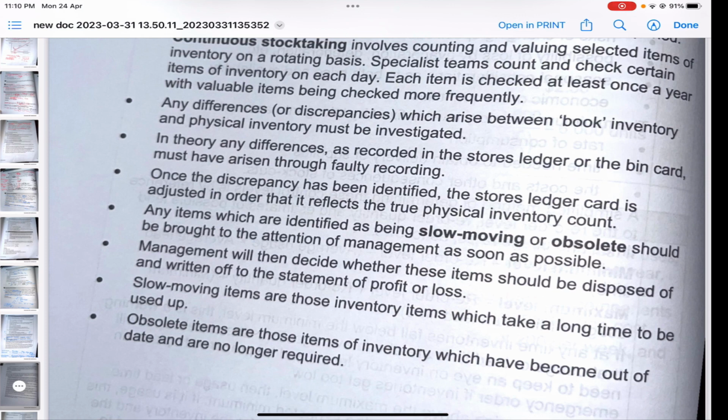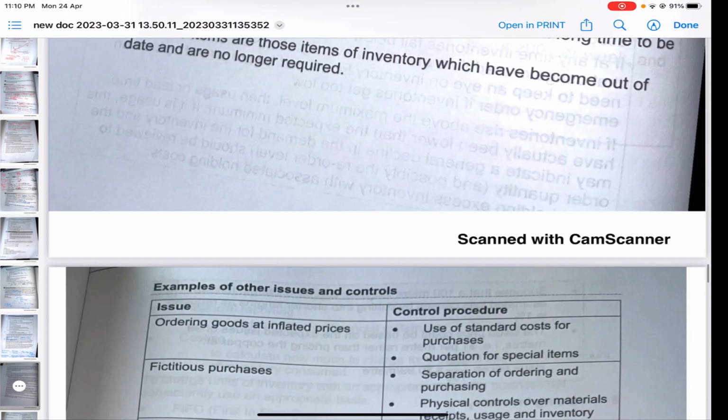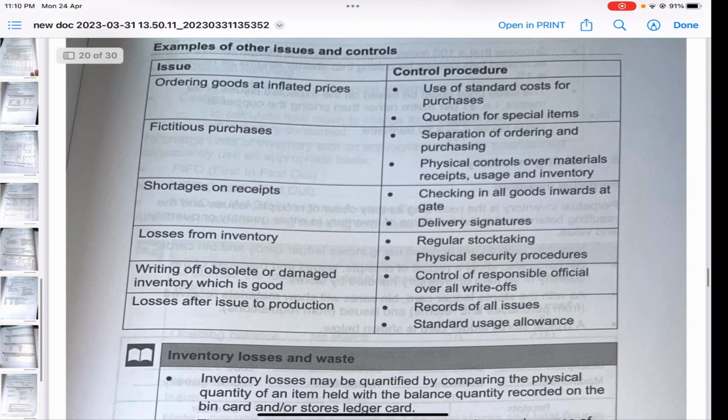Any items which are identified as slow moving or obsolete, that means something which is not getting sold, should be brought to the attention of the management as soon as possible. Management will then decide whether these items should be disposed of and written off to the statement of P&L. Slow moving items are those inventory items which take a long time to be used up. Obsolete items are those items which have become out of date and are no longer required.